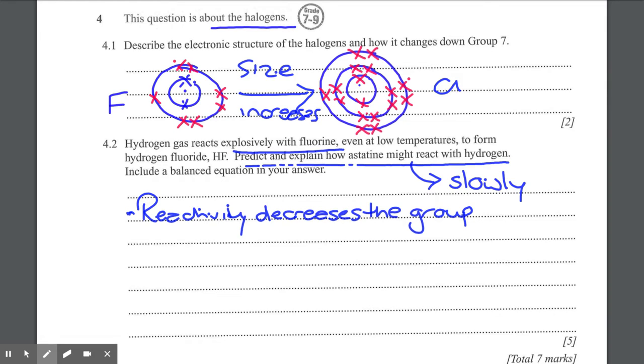We can make that prediction because fluorine and astatine, as we've already alluded to in question 1, both have 7 electrons in their outer shell. And if you have similar numbers of electrons in your outer shell, the chances are you're going to have a similar type of reaction. The only difference will be the vigor at which that reaction occurs. So because they've both got 7 electrons in their outer shell, you can have a similar type of reaction in the ratio of elements that will combine, etc.